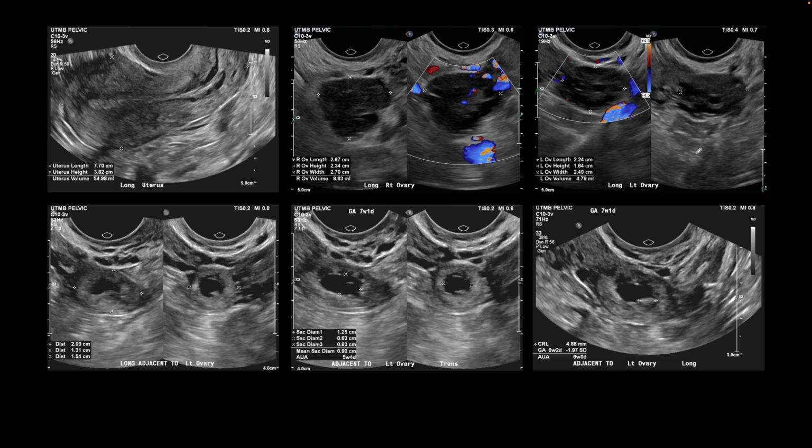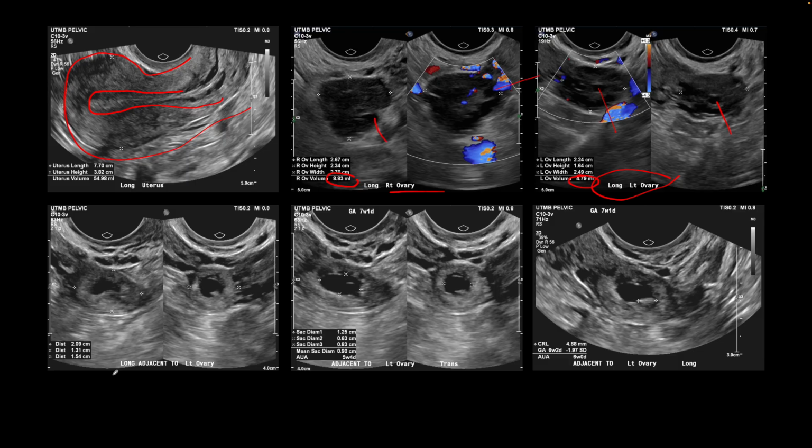Here is our next patient where an ultrasound was also performed for suspected ectopic pregnancy. On the top left, I'm showing you the uterus with the endometrium, and there is no evidence of a gestational sac inside. Next, I'm showing you the ovary on the right side, normal in size. Ovary on the left side, also normal in size, and no suspicious focal lesions in either ovary. There are some developing follicles seen bilaterally.